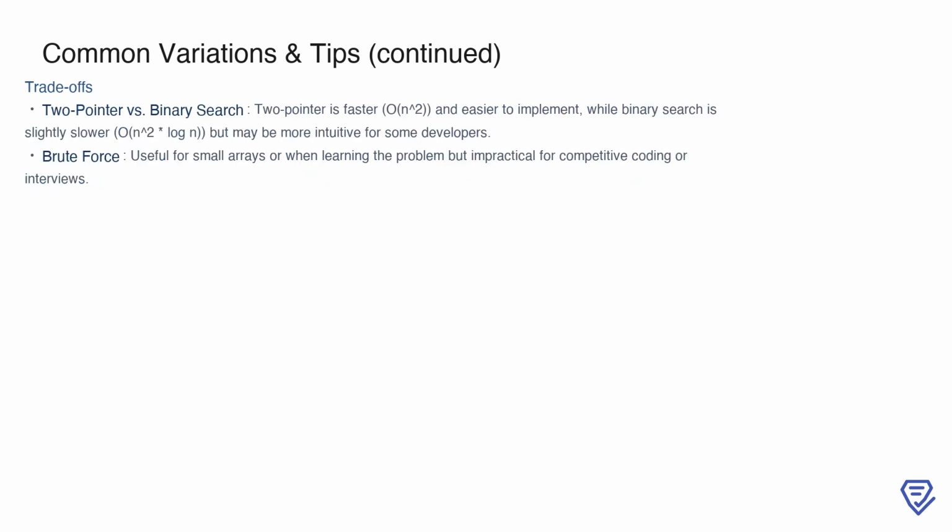When choosing between different approaches, it's important to weigh their trade-offs. The two-pointer method is generally preferred because of its O(n squared) complexity and straightforward implementation, making it both faster and simpler to code. Binary search, on the other hand, while slightly slower at O(n squared log n), can be more intuitive for some developers who are familiar with searching techniques.